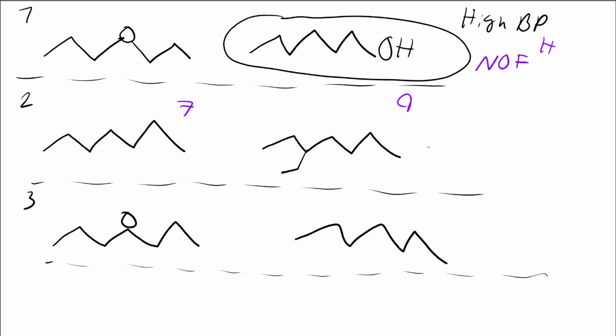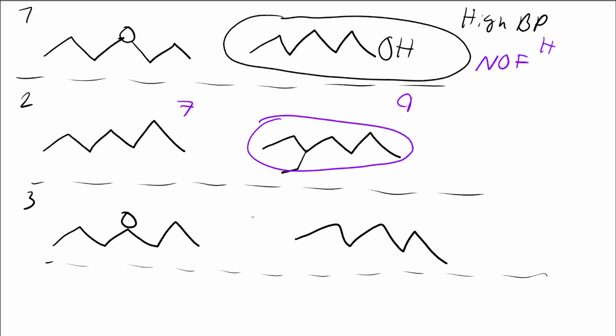So the bigger the molecule is, if they don't have any oxygens or H bonding, it just comes down to size. The more carbons you have together, the more London dispersion forces they have. And therefore, it would be this one, since we have more London dispersion forces.